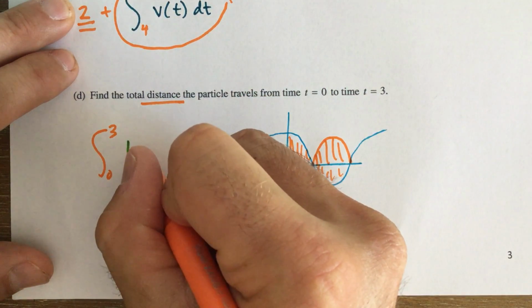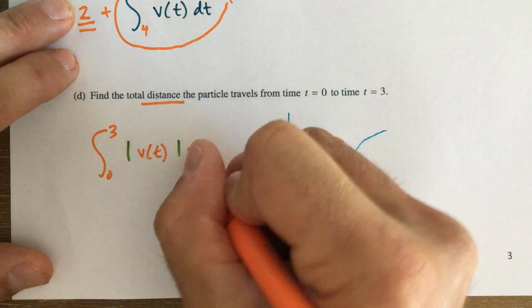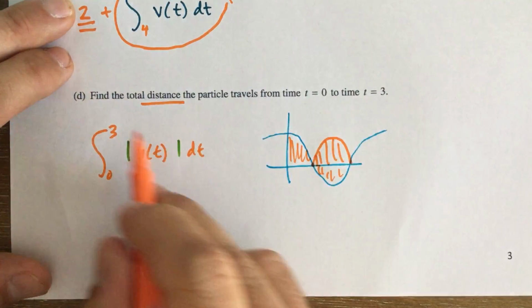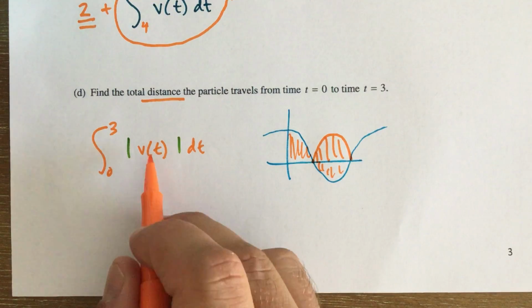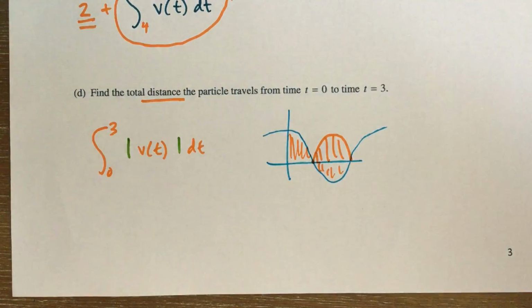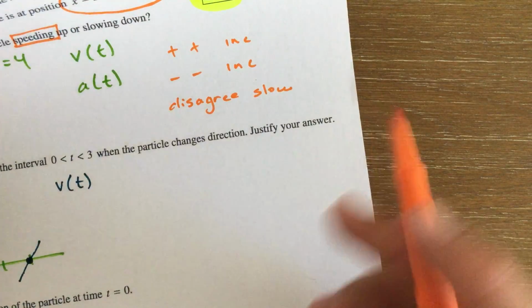So I'm going to integrate the absolute value of v of t dt. Make sure you're writing these down, or even put the function in there if you want, because it's going to be worth points, and the answer to 3 decimal places is going to be worth points as well, along with any sort of justification that you need.